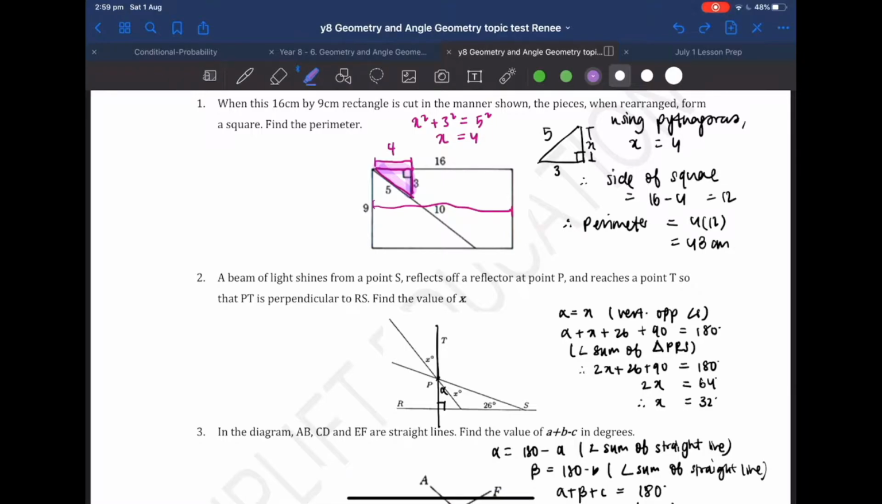And then all you have to do is minus that from 16 and you should get one side of the square. Since the square has all sides equal, you didn't need to do anything else. So you know that one side is 12, so you can automatically find the perimeter. And the perimeter is just 4 times 12, which is 48 centimeters.